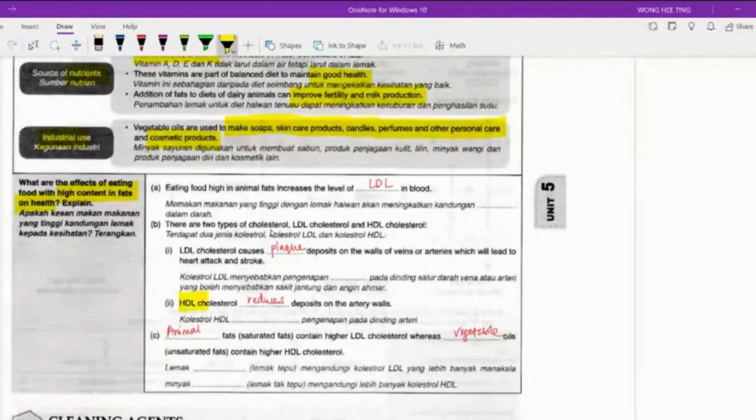So HDL is better because it will reduce the deposit. If LDL, it will cause plaque deposit, meaning that it will block the veins and arteries, right? Then it will cause a heart attack or a stroke. So this is all about the oils and fats. Oils are for vegetable, fats are for animals. Is that okay?